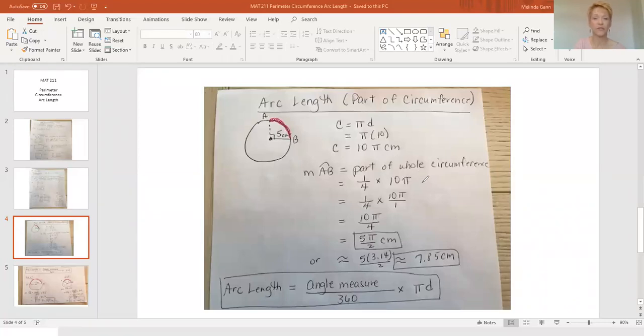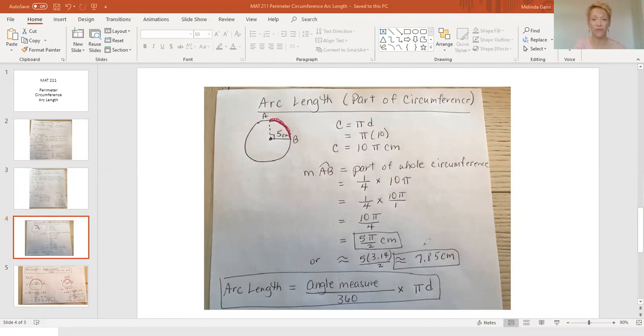So remember, for math 210, single numbers go over 1, so I go straight across the top, 10 pi, straight across the bottom, 4, and then I reduce that 10/4 to 5/2. So I get 5 pi over 2 centimeters. Or approximately, when you substitute that decimal in for pi, I get almost 8, 7.85 centimeters.